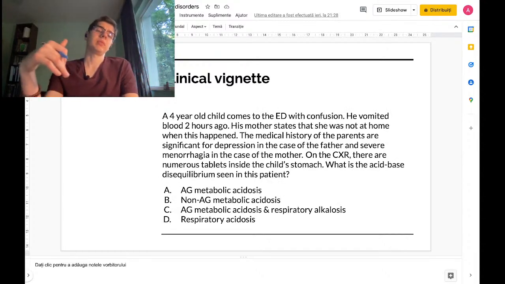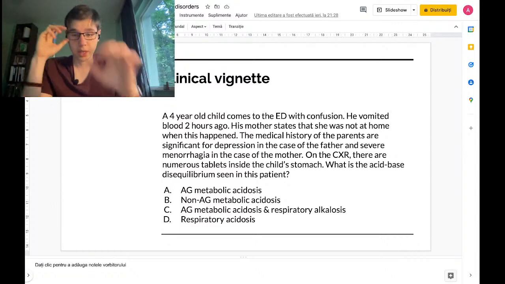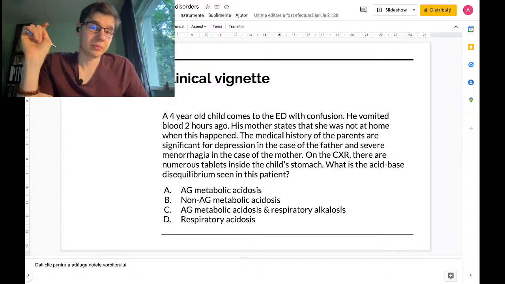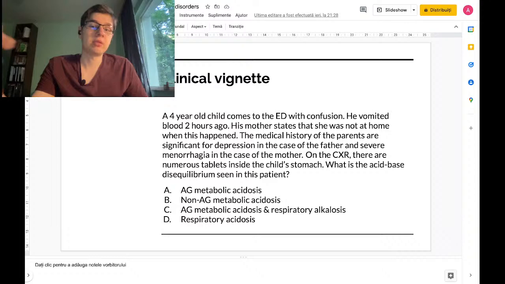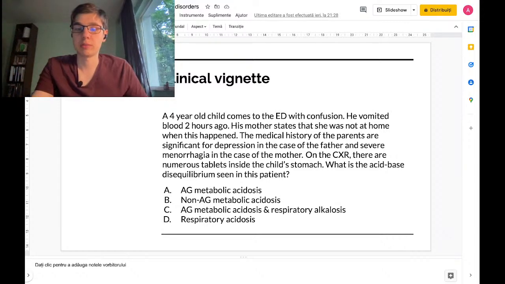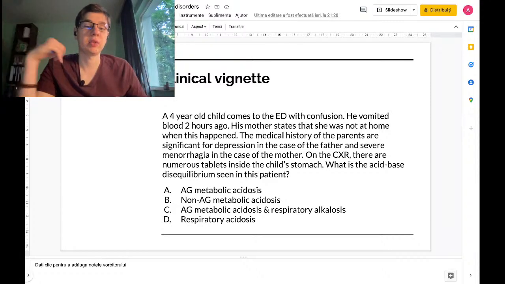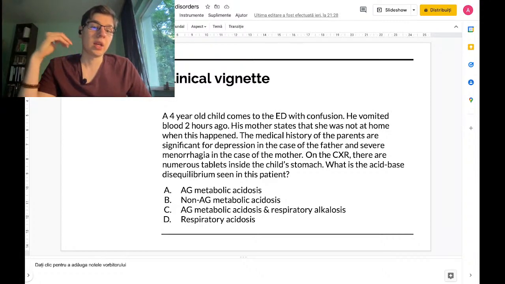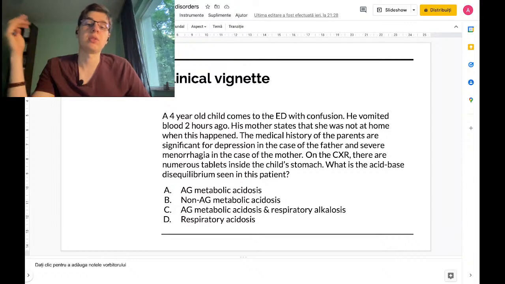Now, the next clinical vignette is about a 4-year-old child who comes to the ED with confusion. He vomited blood 2 hours ago. His mother states that she was not at home when this happened. The medical history of the parents is significant for depression in the case of the father and severe menorrhagia in the case of the mother. On the chest x-ray, there are numerous tablets inside the child's stomach. What is the acid-base disequilibrium seen in this patient? Anion gap metabolic acidosis, non-anion gap metabolic acidosis, anion gap metabolic acidosis and respiratory alkalosis, and respiratory acidosis.